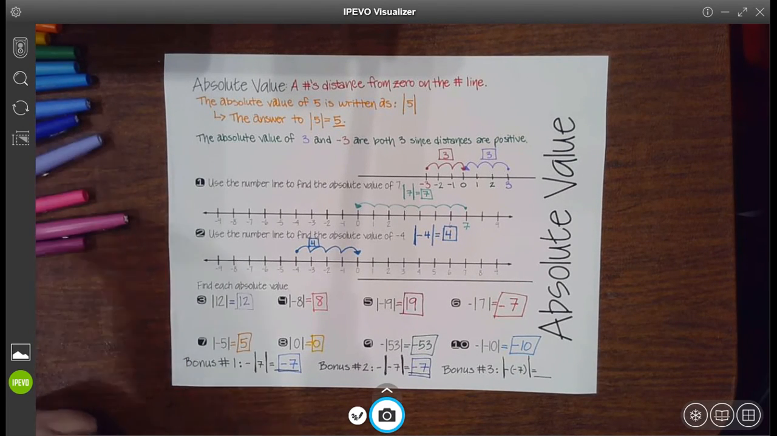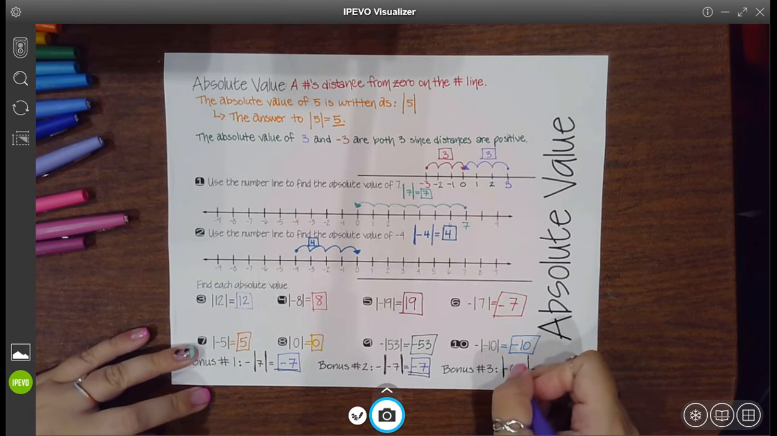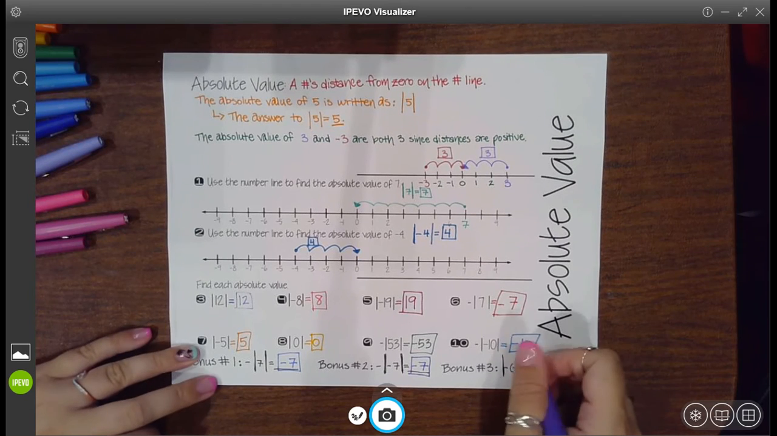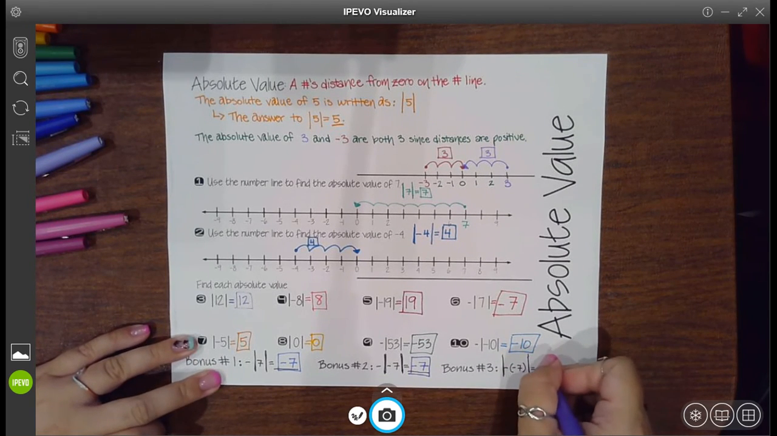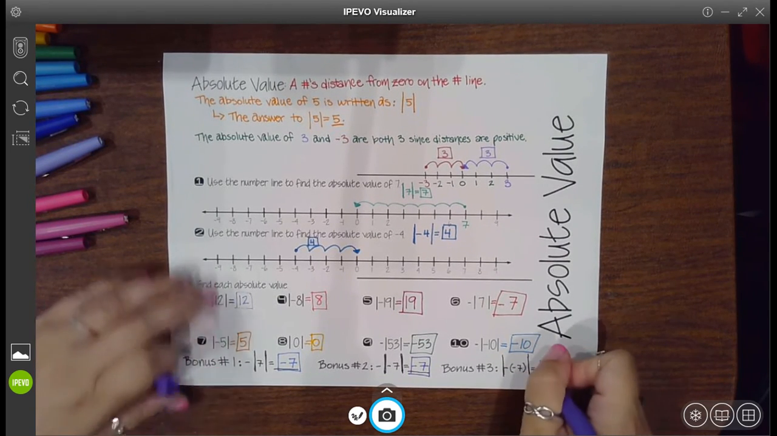Okay, and our final last one, the opposite of negative 7 is a positive 7. And what is the absolute value of positive 7? Just 7.